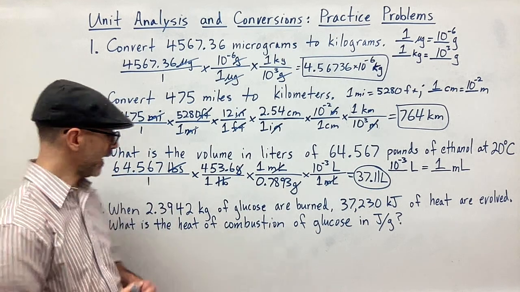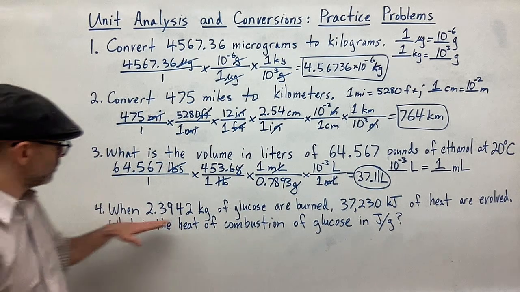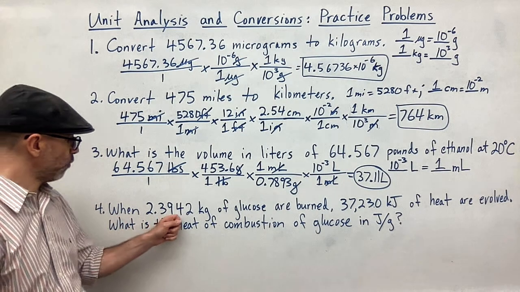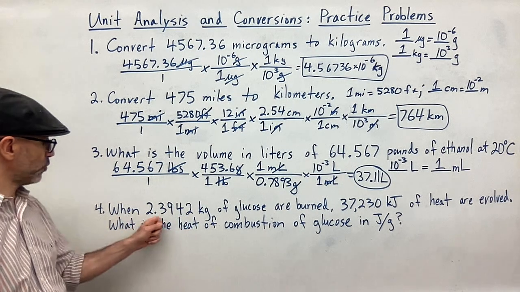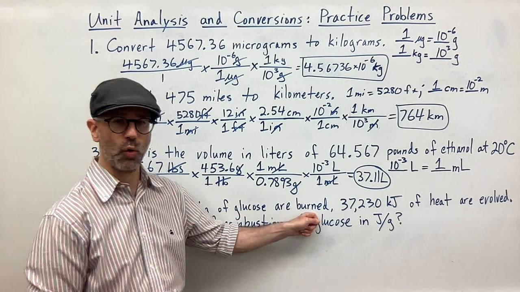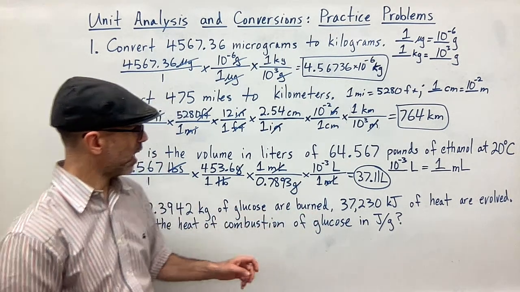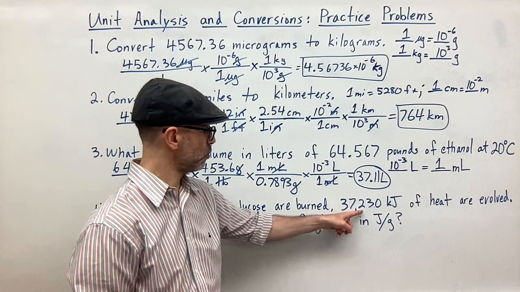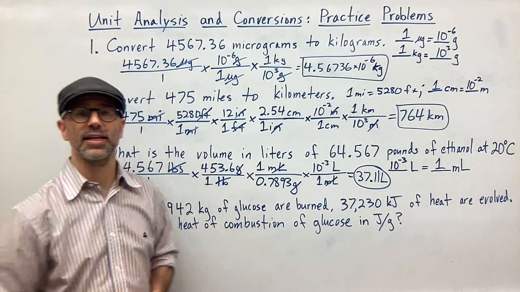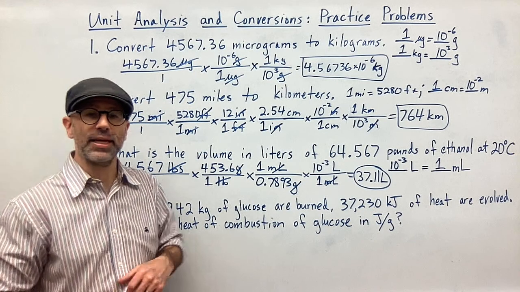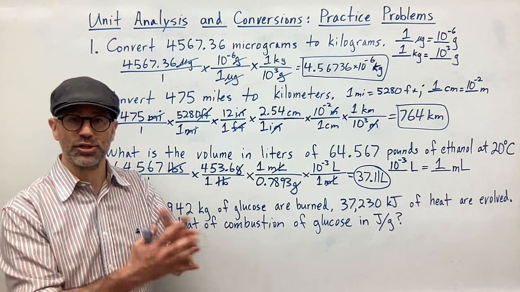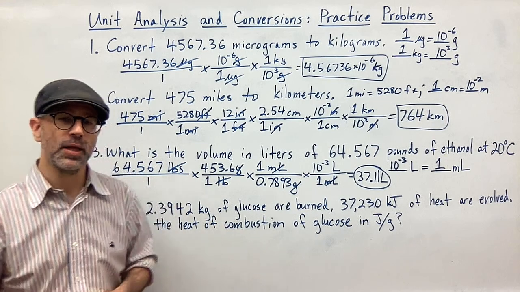Okay. Finally, let's talk about this one, number 4. So we are given 2.3942 kilograms. So when 2.3942 kilograms of glucose are burned or combusted, 37,230 kilojoules of heat are evolved. It's released from the reaction. That means that the system, the reaction, lost energy. That's going to be a negative number.